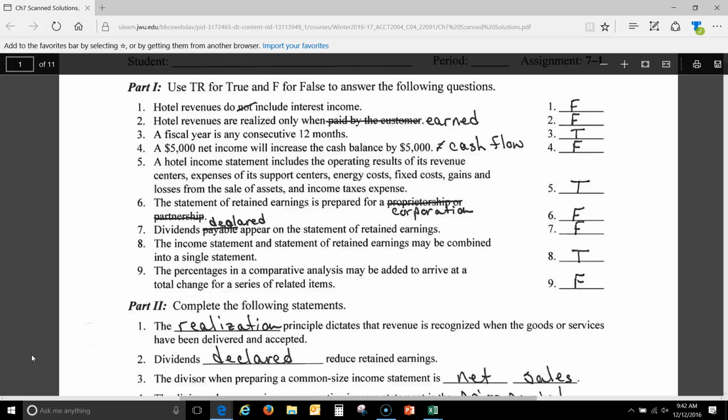Okay. All right, so we're on page 59 of the workbook. Again, just realize it's recording the answers and everything there on the screen. So when we're looking at a couple of true false here, it says hotel revenues do not include interest income. All right, now understand, when we're looking at revenue, they ask about hotel revenue, they're really asking about all revenue. So when it says they do not include interest income, is that true or false?